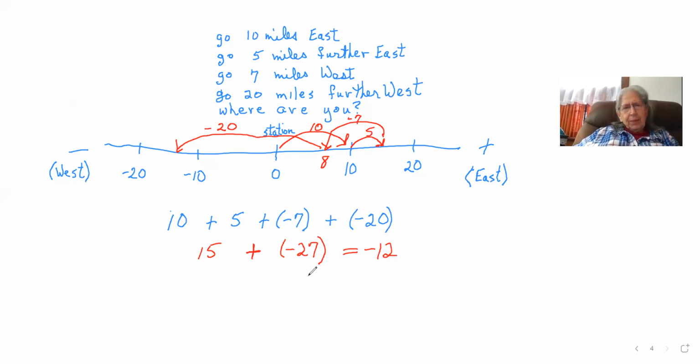So what is it you're doing? Because the two signs are different, this is negative and this is positive, they cancel each other partially. So we're really taking 27 minus 15, getting 12, but we did more of going west. We did more of going negative than we did of going positive. So we're going to end up with a negative 12. We'll be 12 miles to the west of the station by the time we're done with work today.